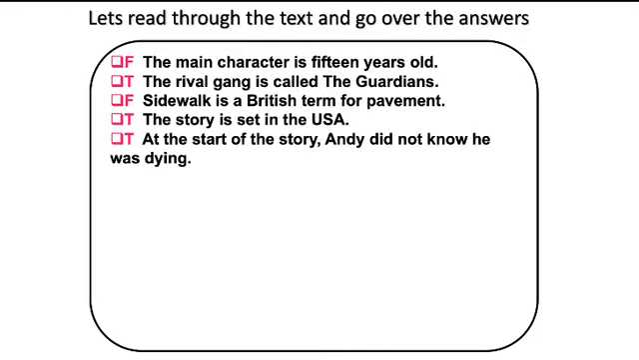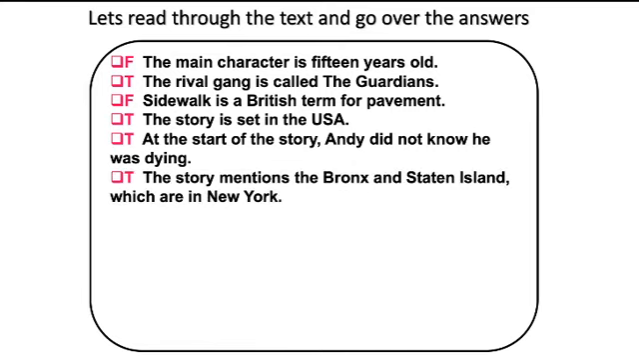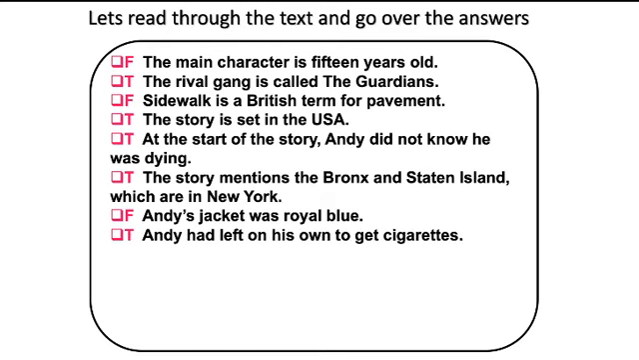At the start of the story, Andy did not know he was dying. Yep, that's very true. He didn't know that he was dying. He thought it was another rumble. That's what he called it. The story mentions the Bronx and Staten Island, which are in New York, correct? Andy's jacket was royal blue. Andy had left on his own to get cigarettes, that's correct.